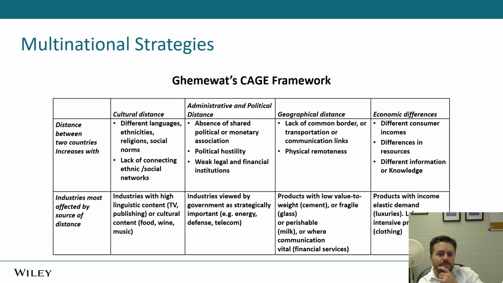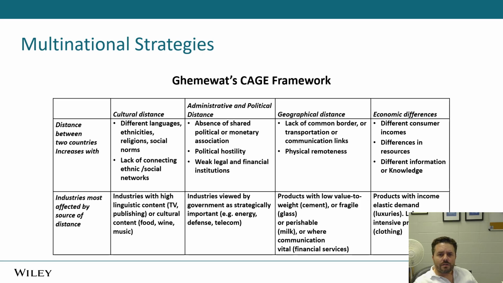And Ghemawat, in a Harvard Business Review article, said, well, no, distance still does matter. That's what his article was called. He said, you guys are only thinking about geographic distance, which does still matter, but what's getting left out of these predictions is the other dimensions of distance: cultural distance, administrative and political distance, geographic distance, which is the one we're used to, and economic distance.